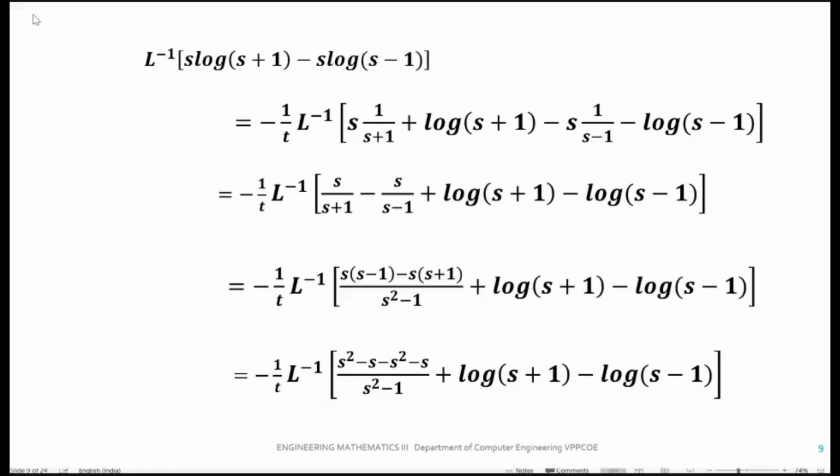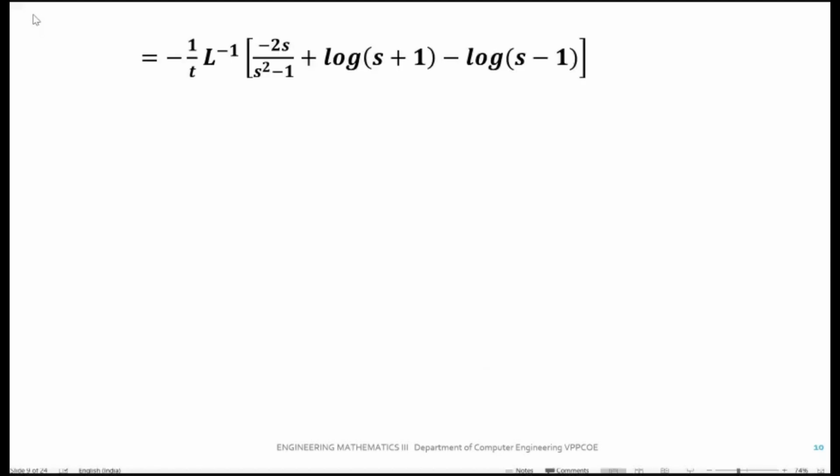So we have got this. The next step will be minus 2s upon s square minus 1, plus the log term. Now can we calculate L inverse of the first term? Yes, we can calculate it because minus 2 is the constant. L inverse of s upon s square minus 1 will be cos hyperbolic t. So we can calculate that.